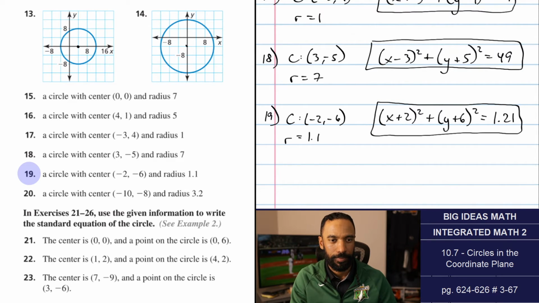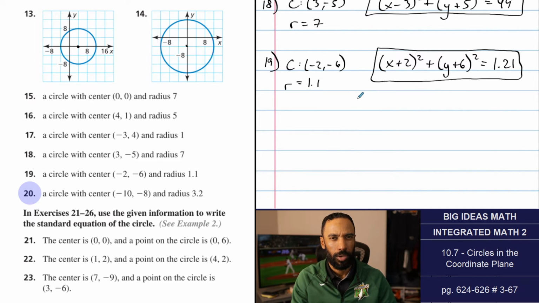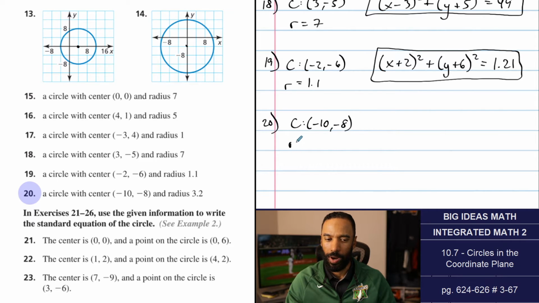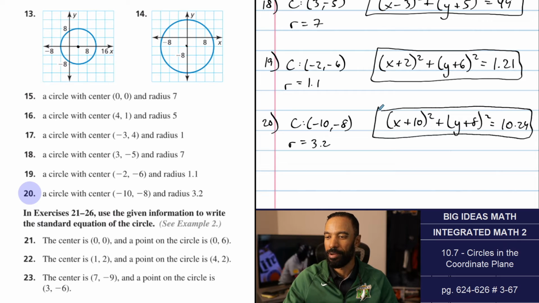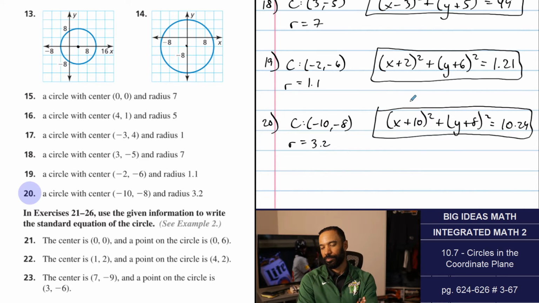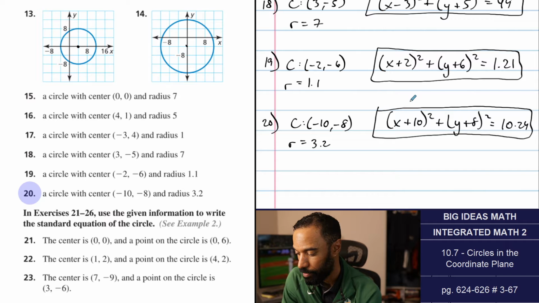And then number 20, 32 squared, 10.24? I think so. Center is at negative 10, negative 8. Radius is 3.2. So both these will be added, x plus 10 quantity squared plus y plus 8 quantity squared equals 10.24, I believe. I don't want that to be wrong. I don't think it is. No, it's not, because it's 2 to the 5th times 2 to the 5th.